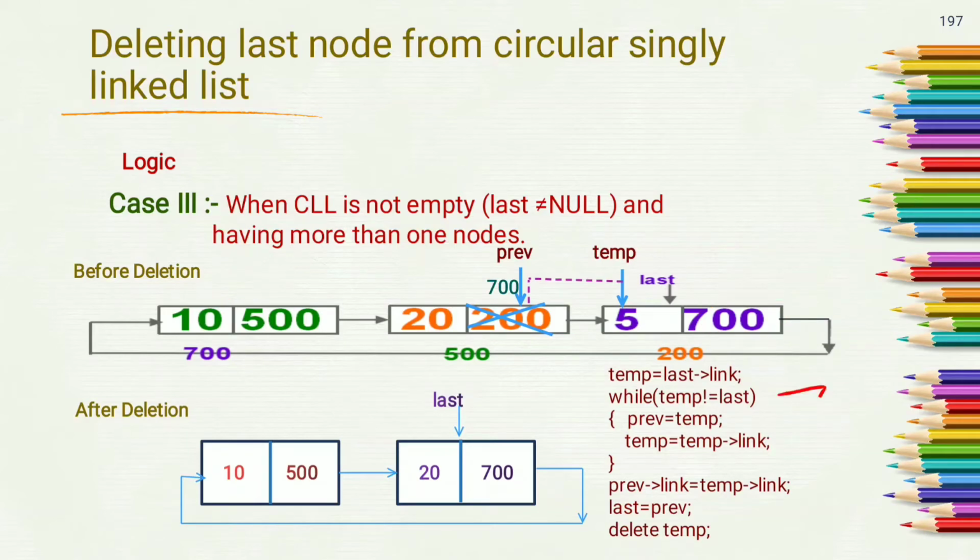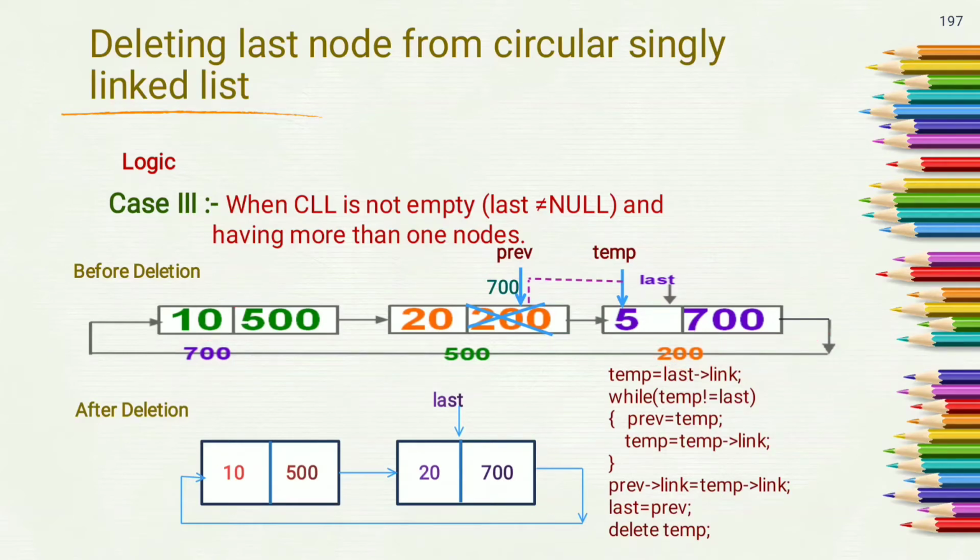But then we will repeat this loop until value of temp is not equals to last. That means we will traverse from first node to last node. If the condition is true, then we will move previous to temp and temp to temp link, because we write temp equals to last link. So temp is pointing to first node having address 700 and the value of last is 200, because the address of last node is 200.